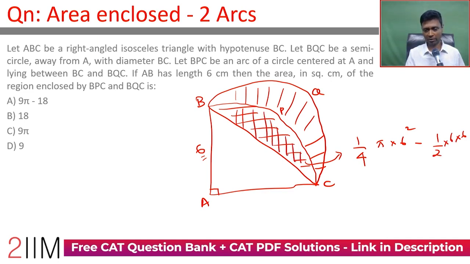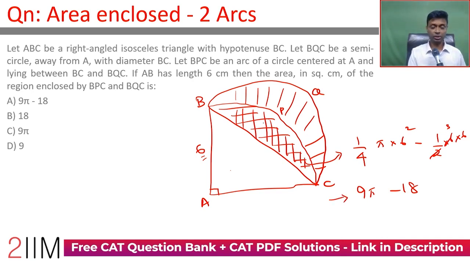So this segment is 1/4 of pi into 6 square minus half into 6 into 6. So sector minus triangle gives us this segment, right? Which is 1/4 of 36 pi, 9 pi minus 18. Now this we need to subtract from the larger semicircle.